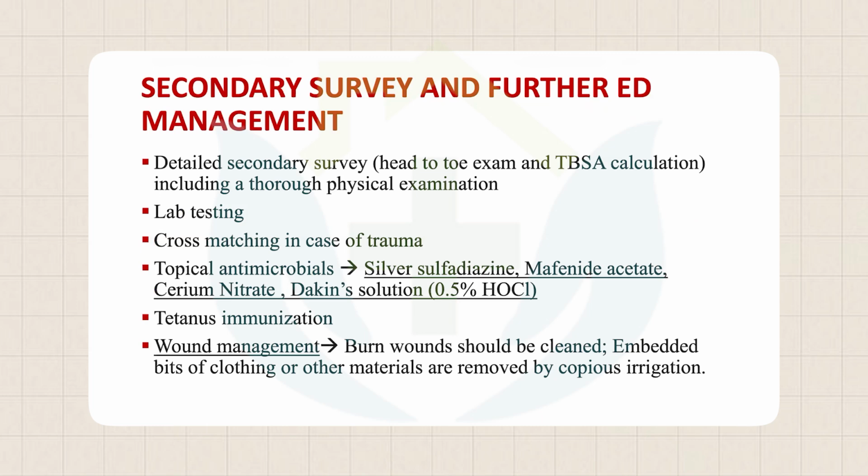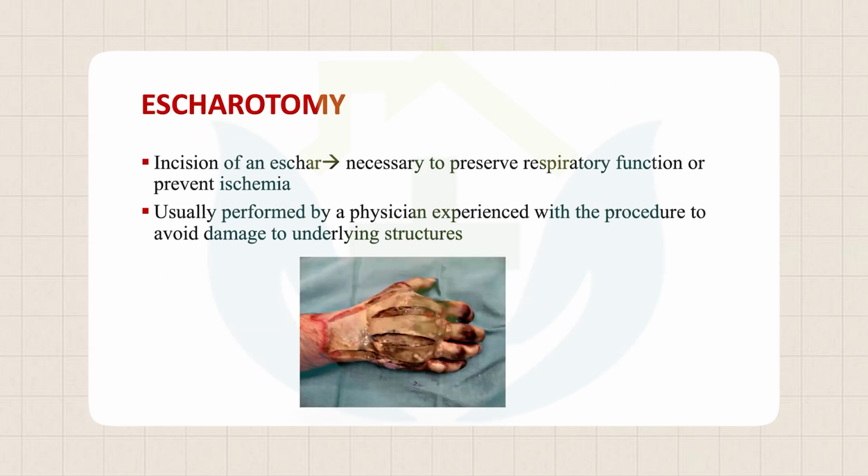Coming to secondary survey, during the secondary survey, you send the blood grouping, cross matching, you do the trauma survey, you apply the antimicrobials, topical ones like the silver sulfadiazine and mafenide acetate, Dakin's solution, etc. And you call the plastic surgeon as soon as possible to address the wound and do the dressing and plan ahead for the wound debridement and excision.